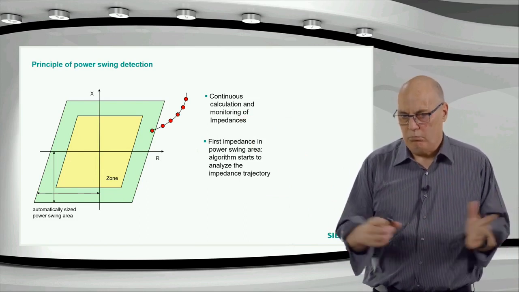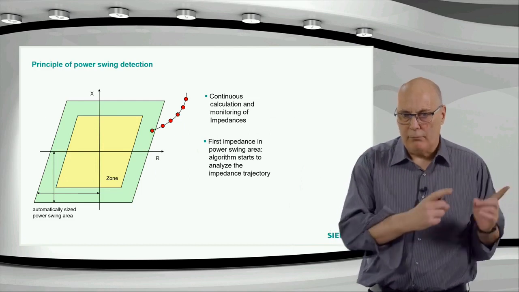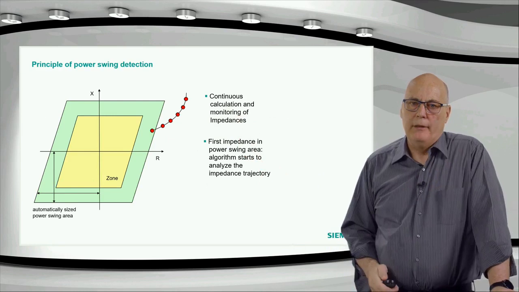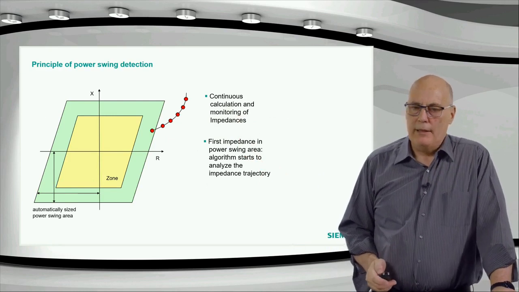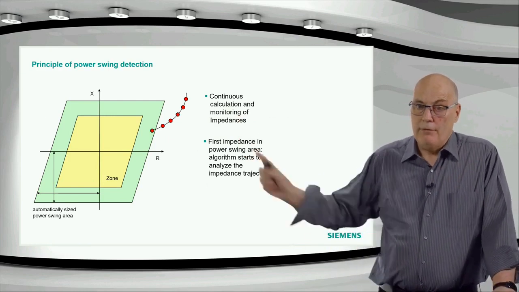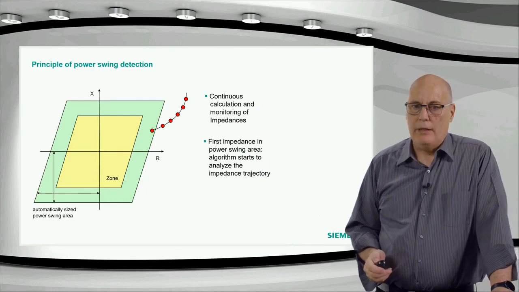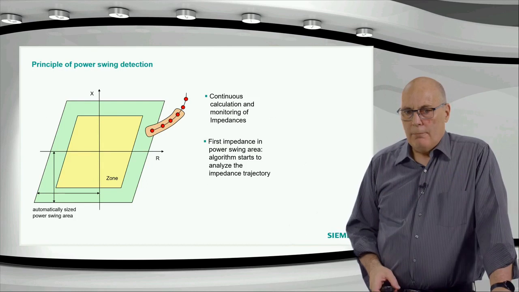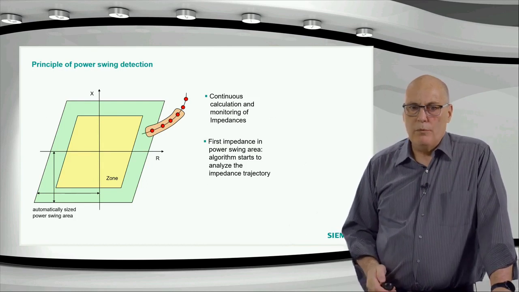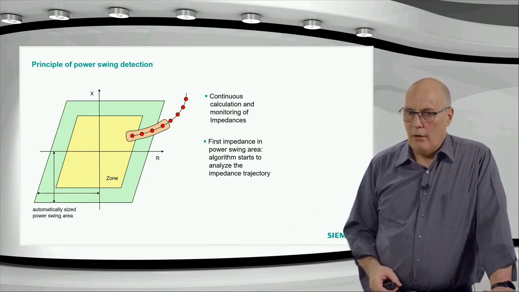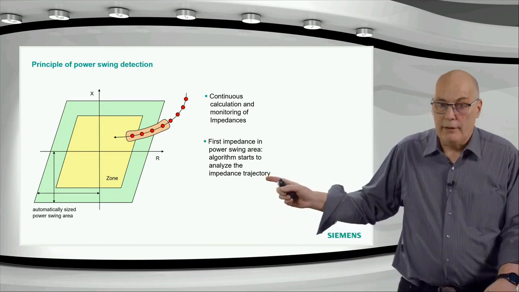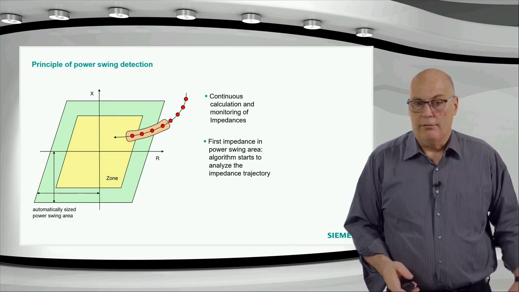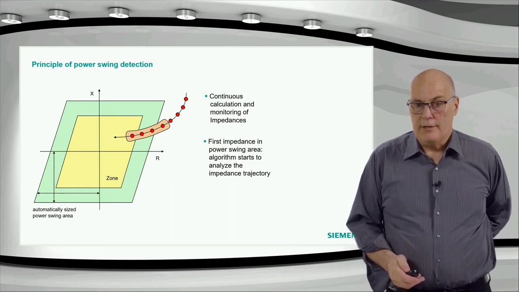So you can see it does a measurement, then every 5 milliseconds another one, and measures the impedance and checks the trajectory continuously. And that's done all the time, even if the impedance is far outside the pickup characteristic. Then you can see as it moves into the characteristic, your distance relay would start picking up and trip, and so we have to have the blocking active by the time it reaches the set zones.